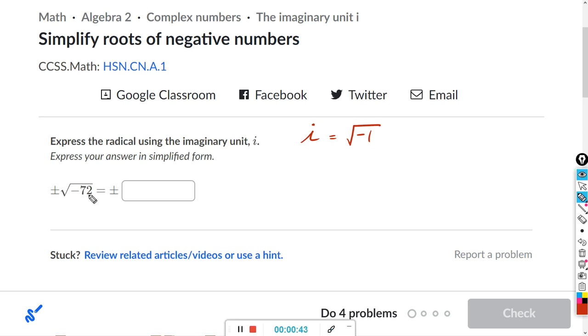So here they're asking us to simplify the square root of -72. We can break this up into the square root of -1 times the square root of 72. And we know that the square root of -1 is just i. So we have i radical 72. But we can break up the 72 as well.